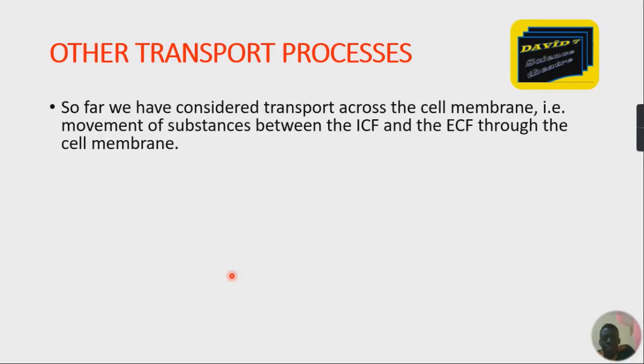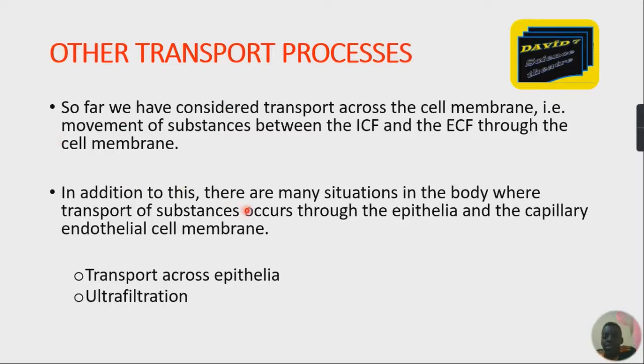Okay, so other transport processes. All along we've been considering transport across the cell membrane, i.e. movement of substances between ICF and the extracellular fluid through the cell membrane. In addition to this, there are many situations in the body where transport of substances occurs through the epithelia and capillary endothelial cell membrane. So this is between a layer of cells, from one layer to another layer. Here we have ultrafiltration, and we have transport across epithelia. So let's talk about these forms and continue.